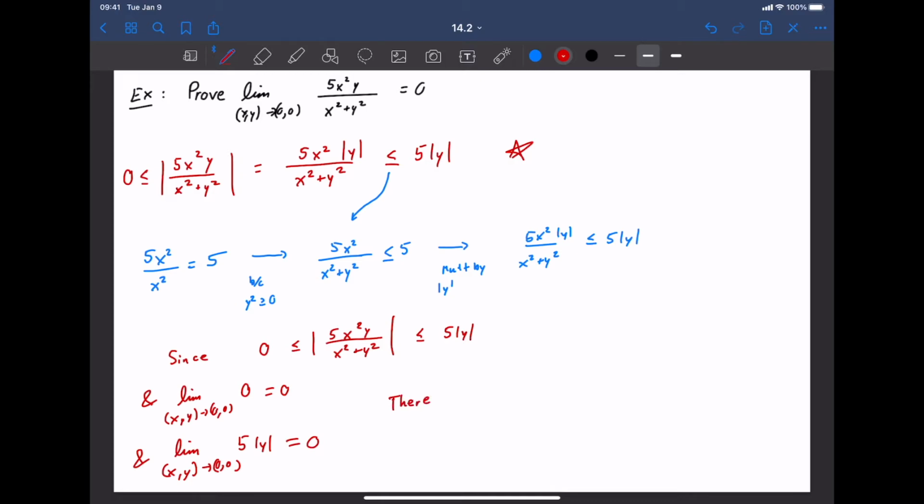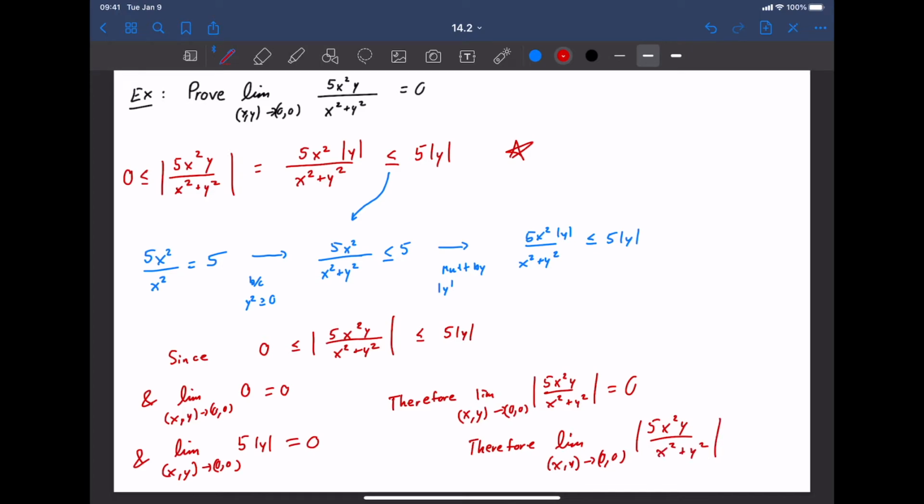Therefore, the limit as (x, y) goes to (0, 0) of this whole thing equals 0. Therefore, our limit up top, and I'll just write it again for good measure, copy and paste, equals 0.